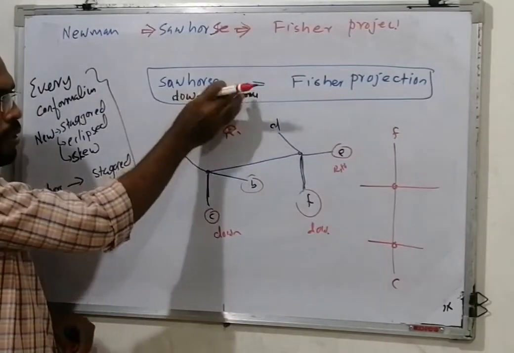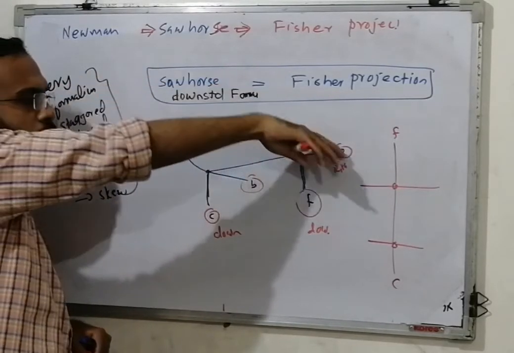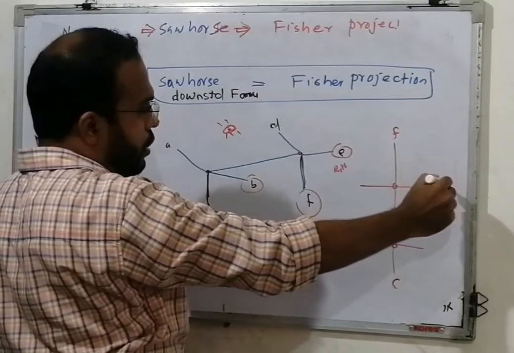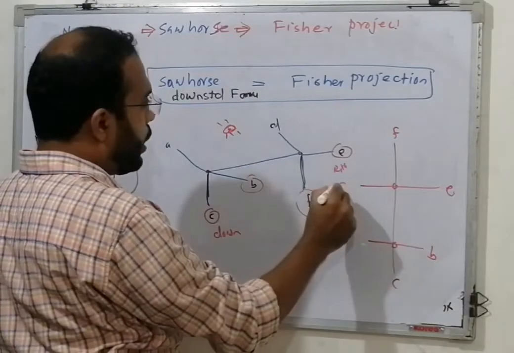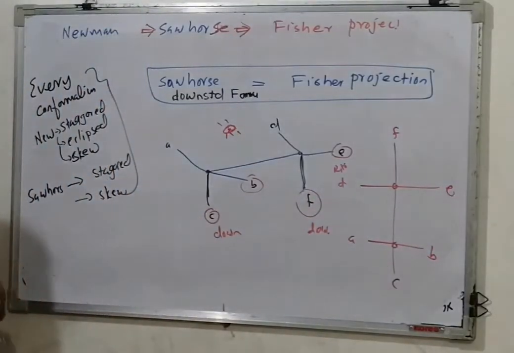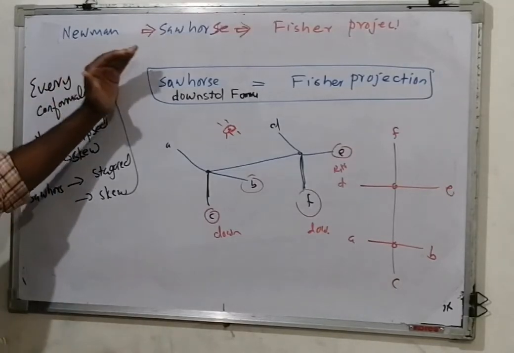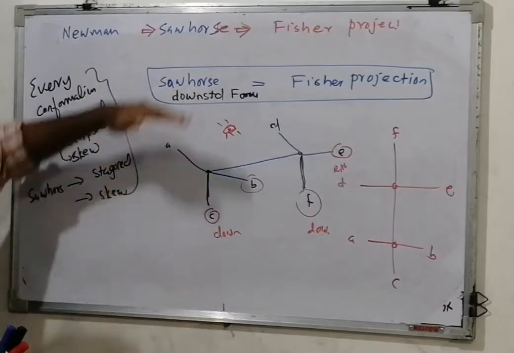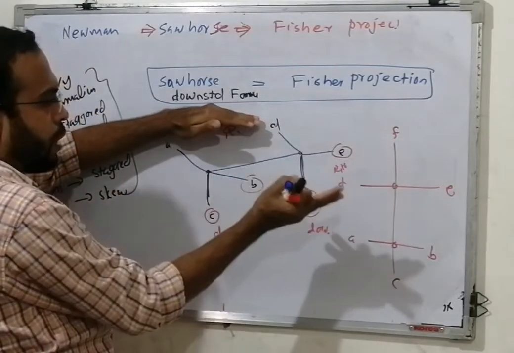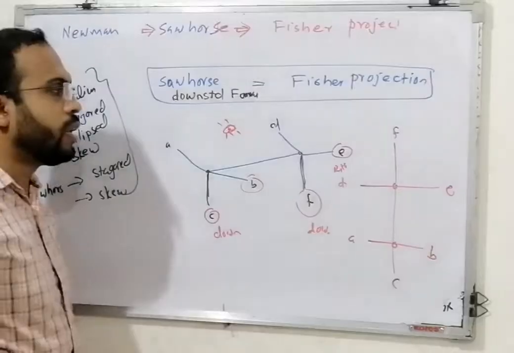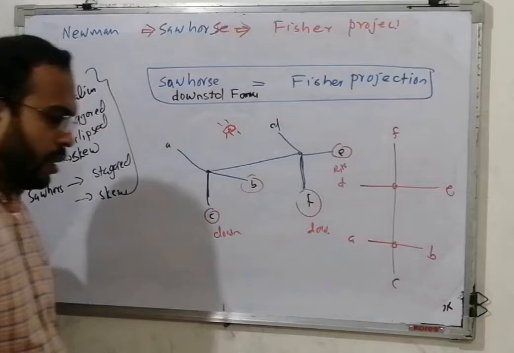Okay, when you look at it from here, imagine your face is here, you looking from here. Therefore, this is your right group: E and B, D and A. Every conformation should be converted into Sawhorse down form. Then you have to imagine that you are looking from the upper side. Then these two should be the vertical line. This part is the right and this part is the left. You can do some examples.